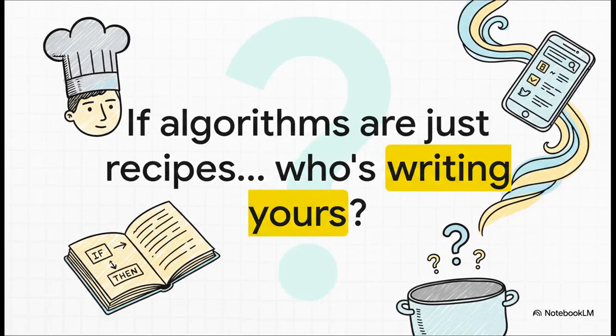See? So when you boil it all down, algorithms really aren't magic. They're just simple recipes built from those basic if-then steps. And they have absolutely zero common sense. But the recipes that run our digital world are written by someone. They're written by people, by companies, and they have very specific goals. Which leads us to one last really important question. If your life online is following a recipe, who's writing it?